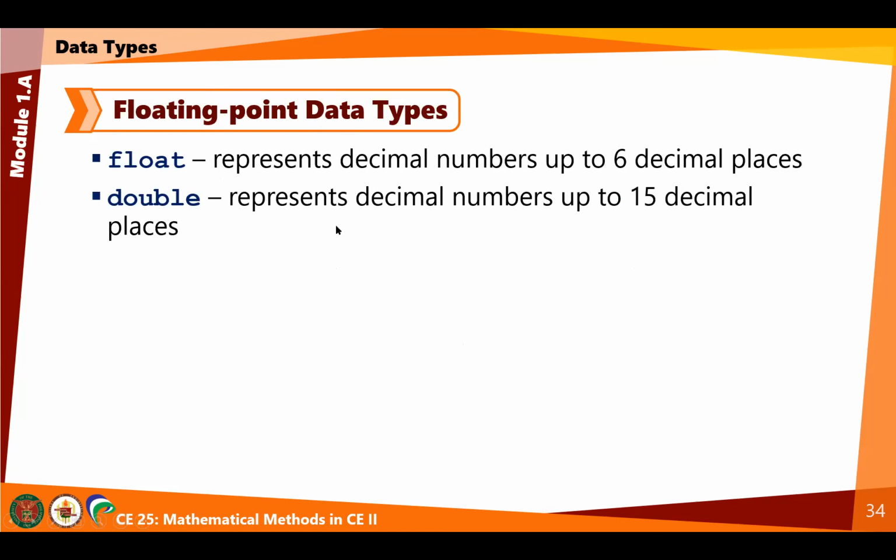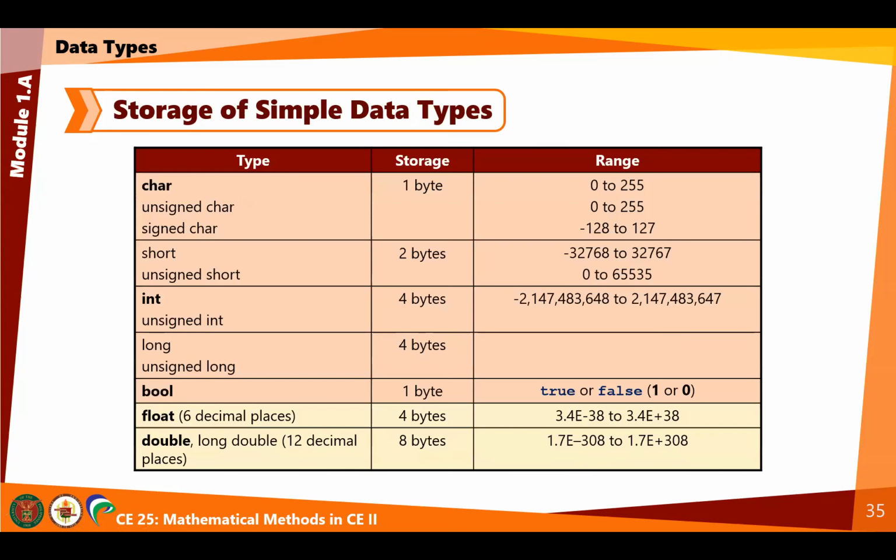Floating, ayan. Float represents decimal numbers up to 6 decimal places. While double can have 15 decimal places. So again, as I've said earlier, yung allocation lang ng memory yung pinagkaiba nila. But they are both representing decimal numbers.